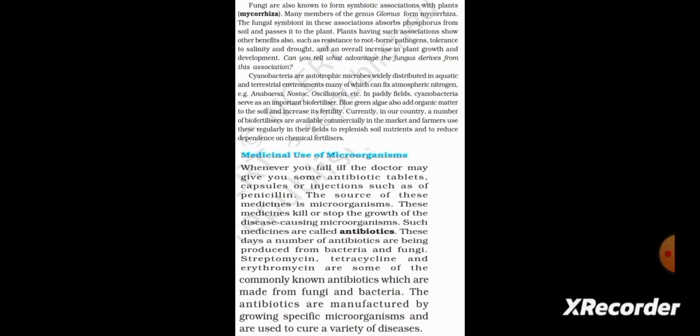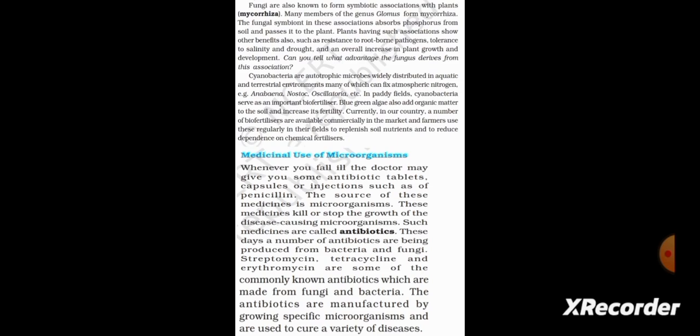Medicinal use of microorganisms. Whenever you fall ill, the doctor may give you some antibiotic tablets, capsules, or injections, such as of penicillin. The source of these medicines is microorganisms. These medicines kill or stop the growth of the disease causing microorganisms. Such medicines are called antibiotics.